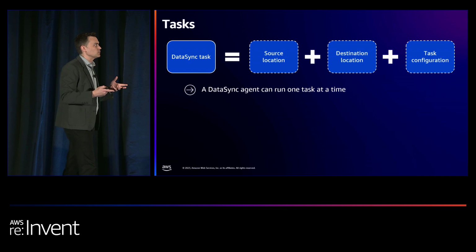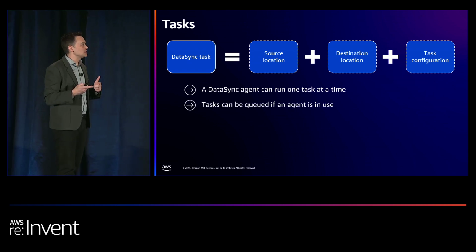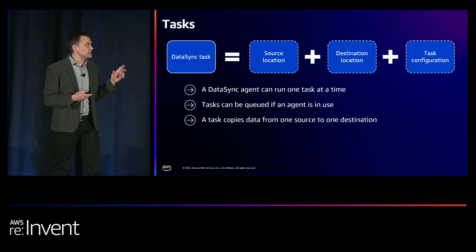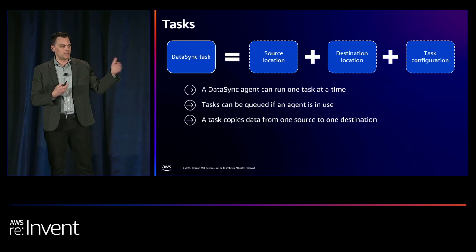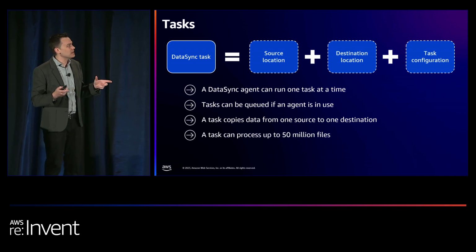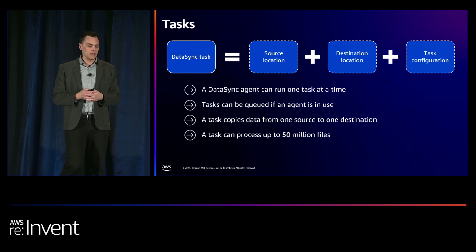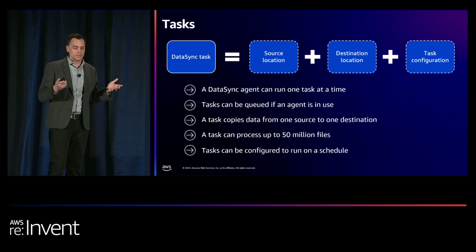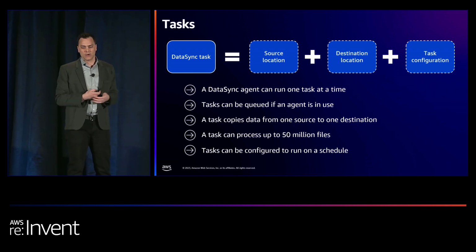A few things to remember when you're working with DataSync. A DataSync agent can run one task at a time. It can queue up tasks if an agent is in use, but it can only run one task at a time. A task copies data from one source to one destination. You can create multiple tasks if you want to copy from different locations, but it's one source to one destination. Today, a task can process up to 50 million files. We're working on overcoming that limit with changes we're making, but that's a limit today. And then you can also, as I mentioned, configure a task to run on a schedule. We support different timeframes. You can also create custom schedules as well.